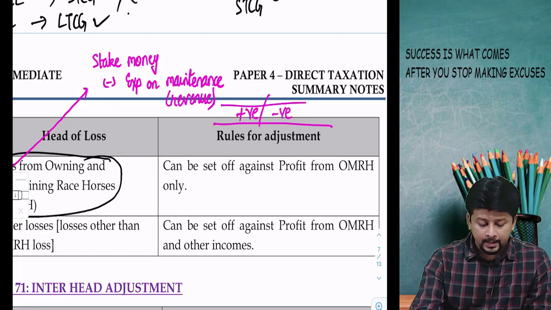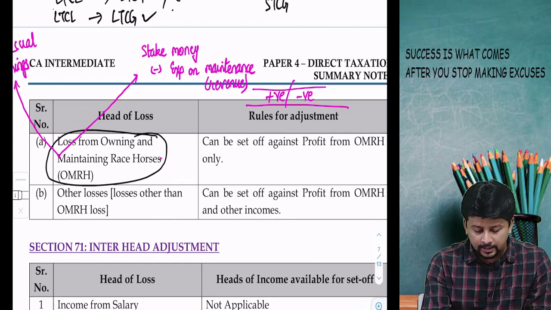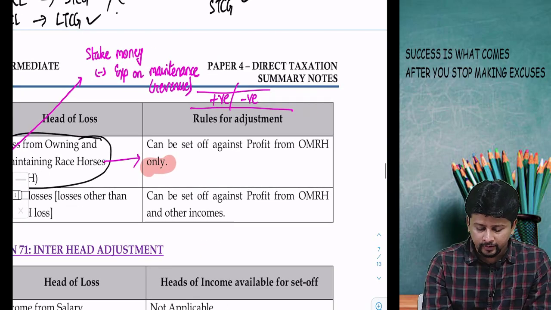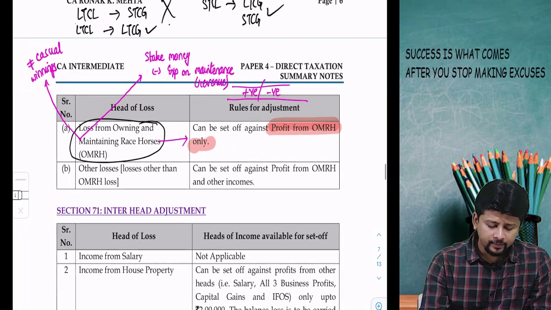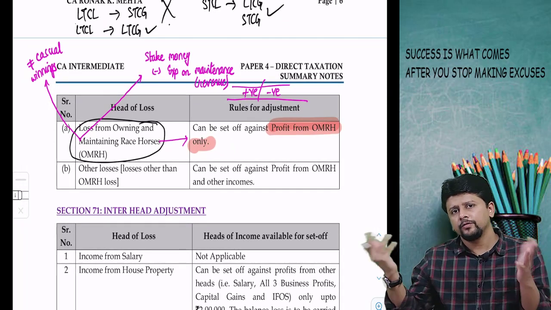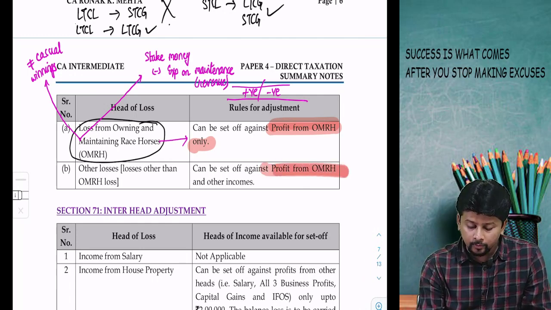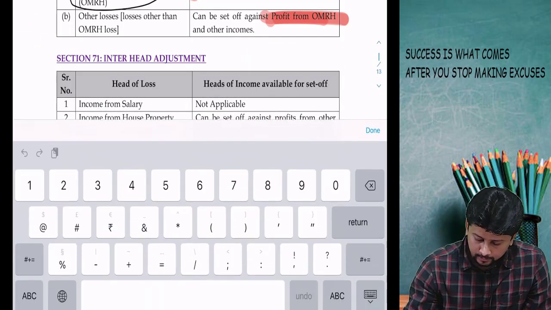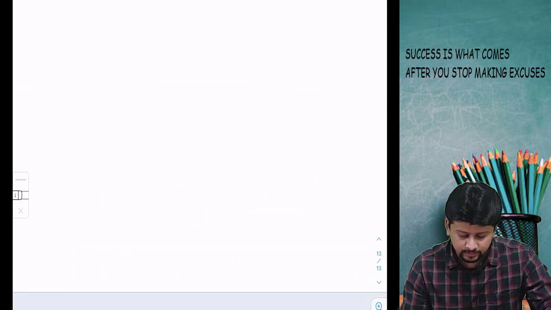Now if you have loss from the activity of owning and maintaining race horses, it can be set off only against profit from that similar type of activity. But if you have any other loss under the head IFOS, then that can be set off normally against every IFOS income, including profit from OMRH. So, in a way, I could put it something like this.